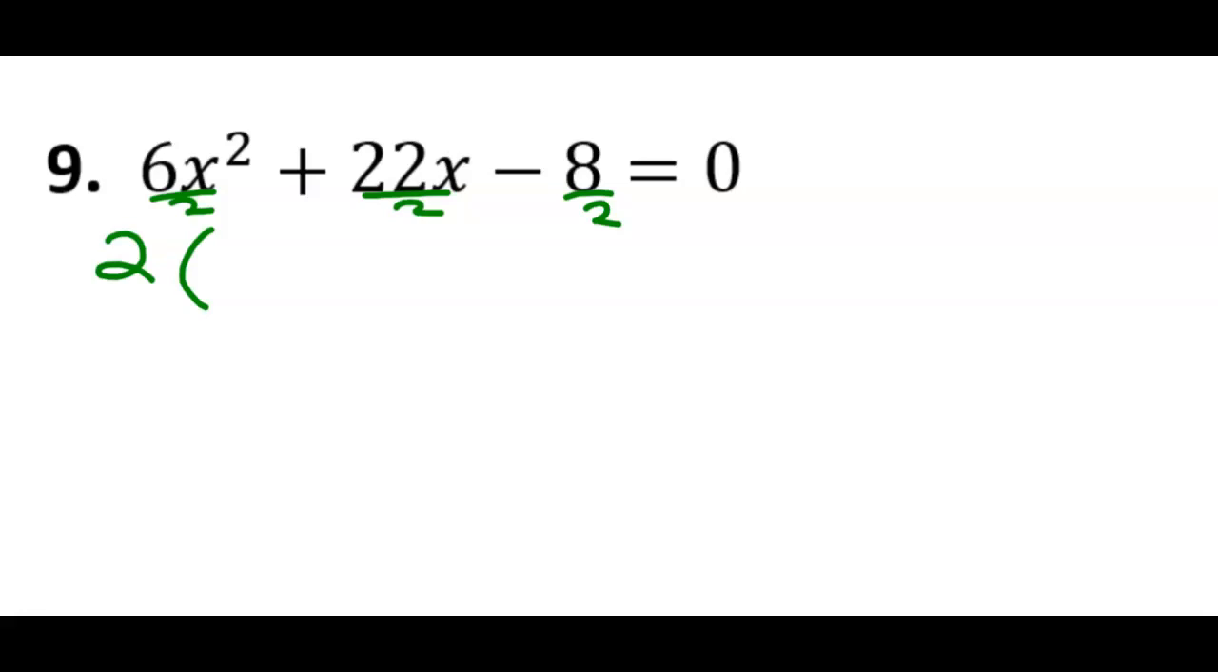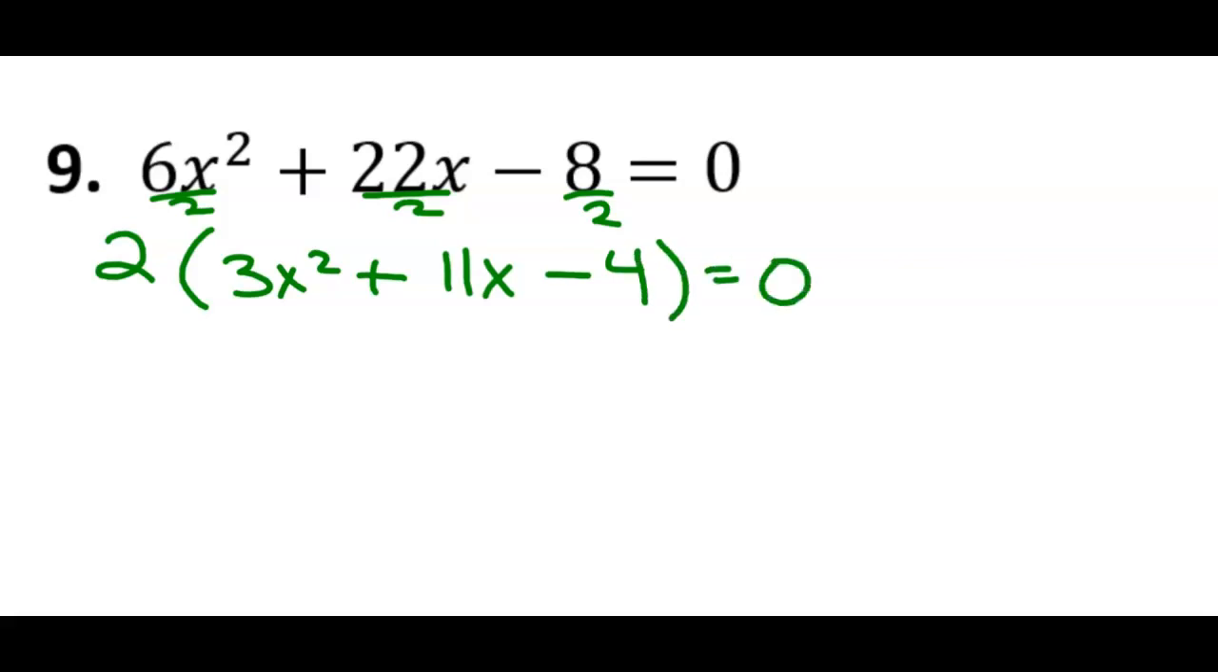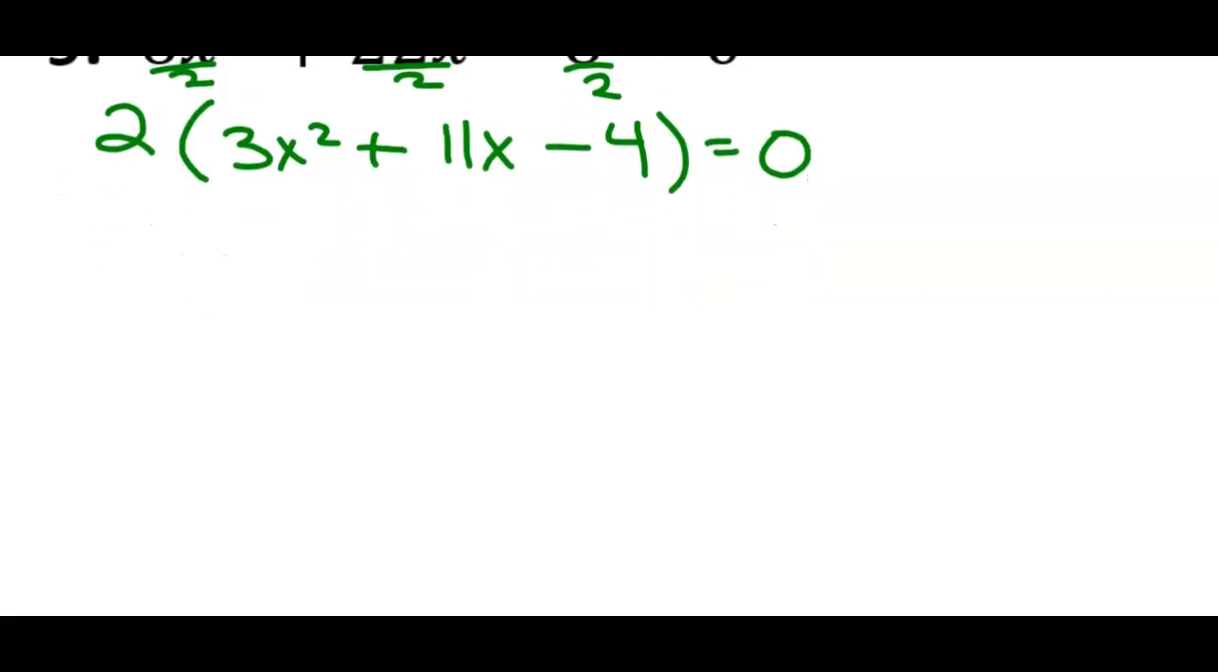If I divide 6x squared by 2, what am I gonna get? 3x squared plus 11x minus 4 equals 0. Okay? All right? This 2 is going to come along for the ride in the answer. After I do my box and my diamond, I'm going to have 2, and then I'm going to have a binomial.